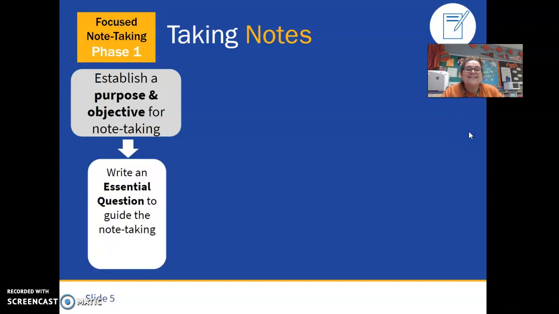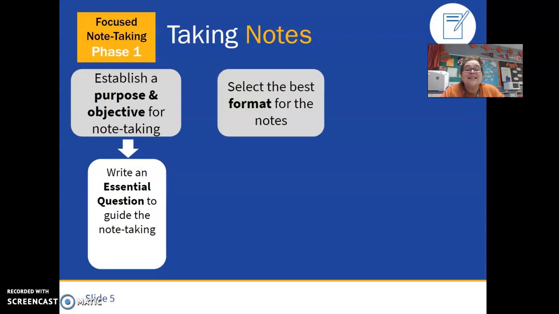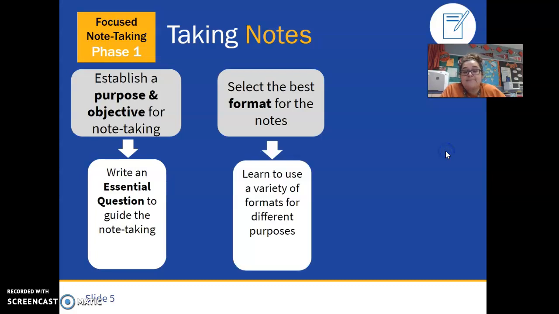Then I want to write my essential question. My essential question is that one question I should be able to answer by the time I'm done with my notes. Then we want to select the best format for notes. So guys, honestly, if I was doing, let's say, a compare and contrast, I might use 2-column notes. I would put one character in one column, one character in another column, and then I'd write all the different things about each, and I'd see, well, how are they the same? How are they different? So what format is going to work best for the notes that I'm taking?